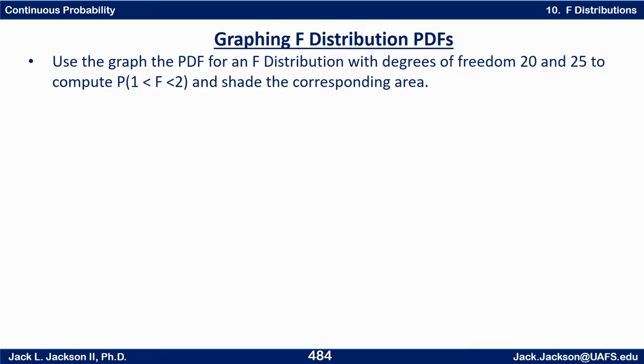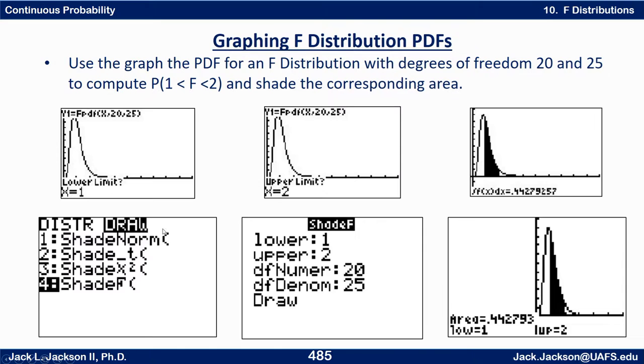So we could use the PDF for an F distribution with these degrees of freedom, 20 and 25, to compute the probability that F is between 1 and 2, that is, that the x value on that graph is between 1 and 2. One way we could do it is to graph it and then do the integral thing, which is Calc 7, with lower limit 1 and upper limit 2, and get it to shade it. But there is a shortcut on the TI-84 at least, and that is to go to draw under distributions.